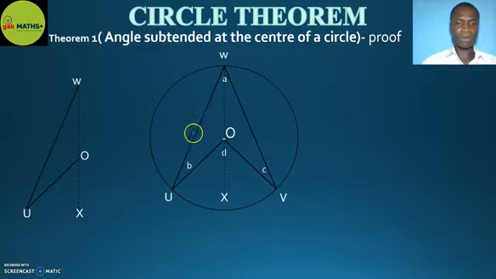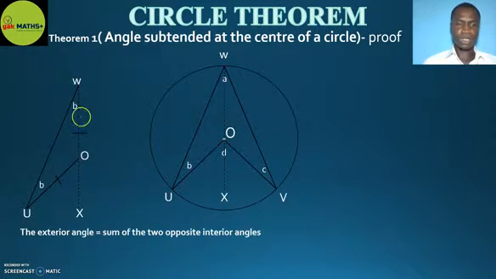If you take a closer look at the shape formed in the circle, the angle subtended at U is B, and the line OU is the radius of the circle, so also OW is the radius of the circle, and that makes our triangle UOW an isosceles triangle. So the angle subtended at W will also be B.